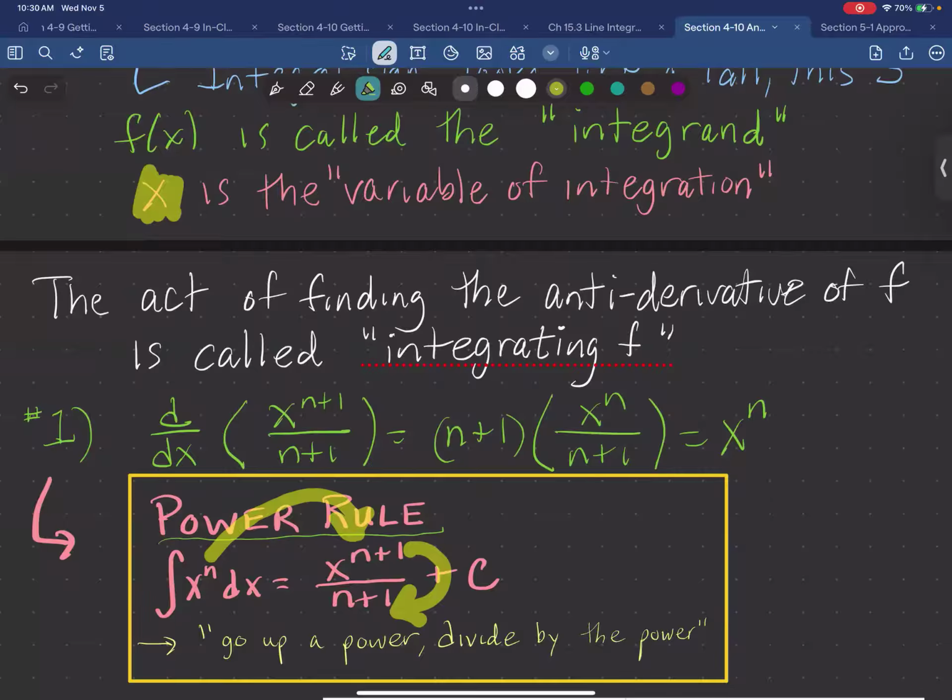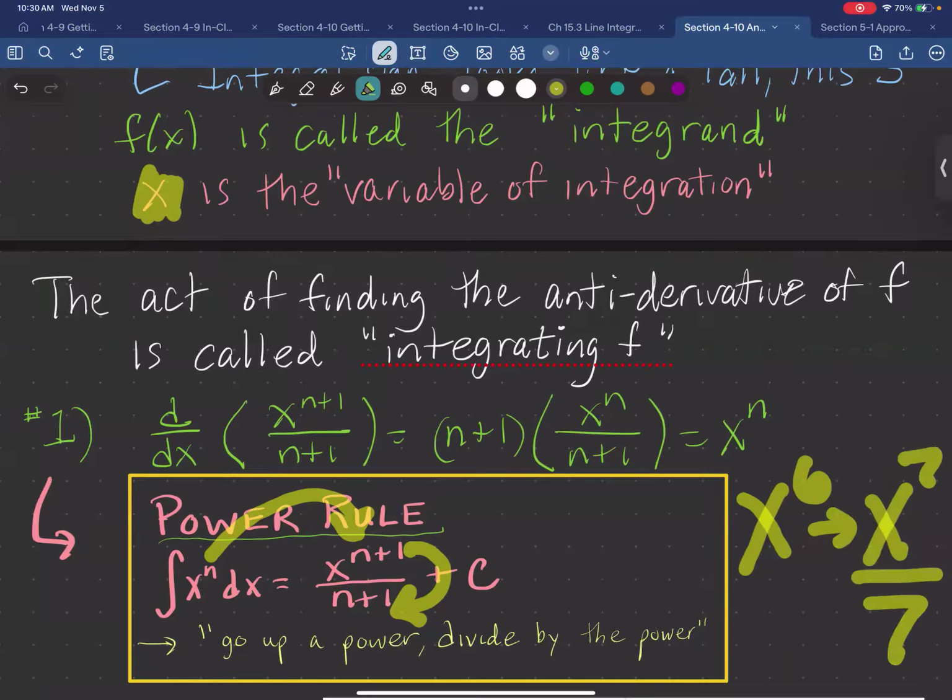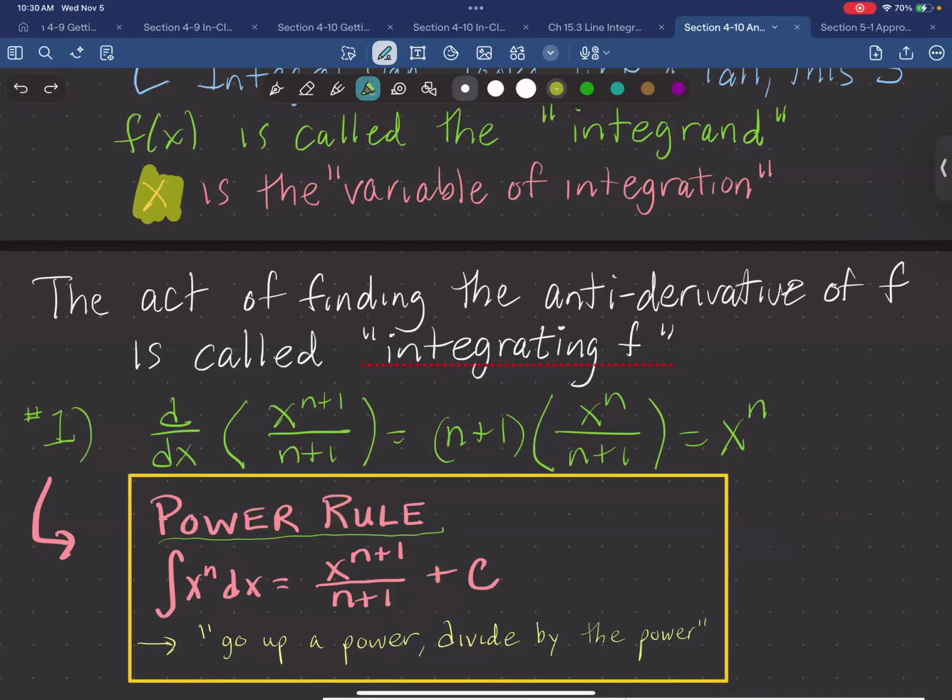So if I had x to the 6th, I go up a power and I divide by the power. Okay? We'll have a bunch of examples with this, but that's how I tend to do the power rule.